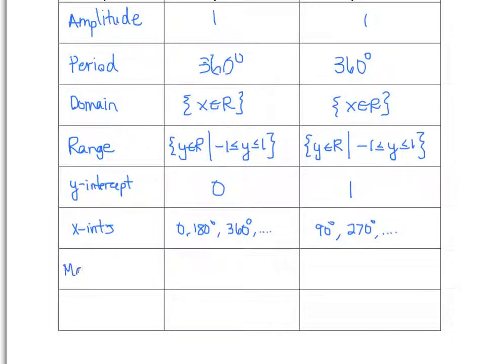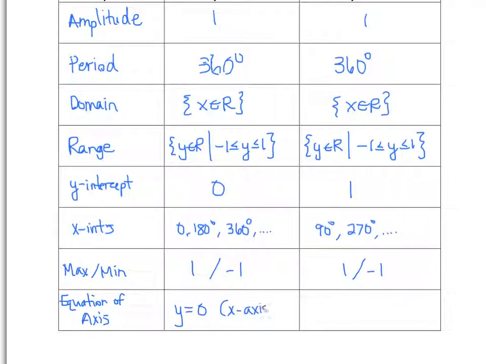Okay, next thing we're going to compare is the max and min values, which of course are the same for the two graphs, 1 and -1 for them both. And lastly, the equation of the axis is something we are often asked for in trig graphs. And again, that refers to the horizontal axis that goes right through the middle of this repeating graph. In both of these cases, the axis is the x-axis, which has the equation y equals 0. But again, if we shifted our graph up or down, that would change.